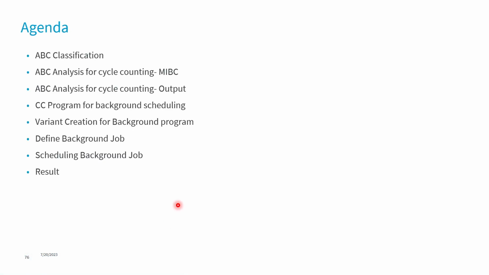To start with, we'll go through the agenda first. First, we'll check the ABC classification, what configuration is required or what configuration setup is done in the system. Then based on that setup, we will check how the ABC analysis counting is supposed to be done in the system. We will check the output when we run it. Then we will create the CC program for background scheduling. We will create certain variants to support the program. We will define the background job, then schedule it, and we will check the results. So this is the overall agenda, only to schedule the background job for the CC count. Let's start.